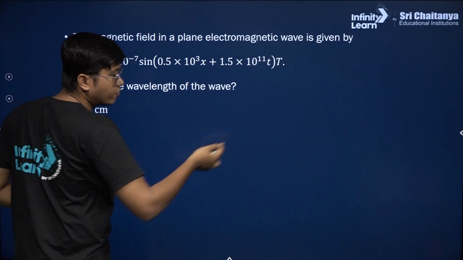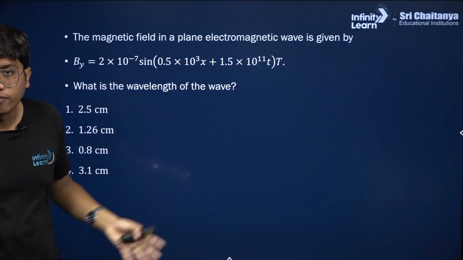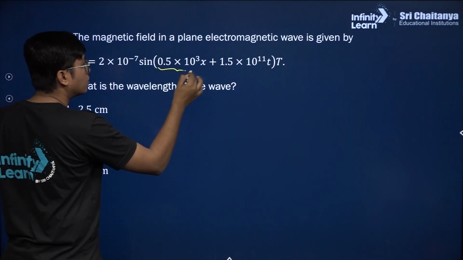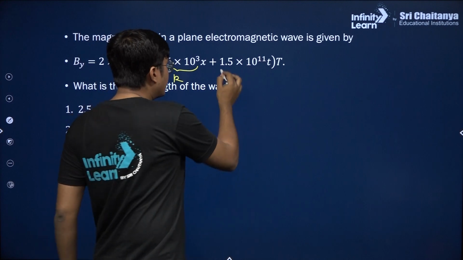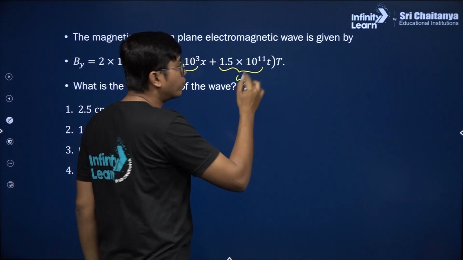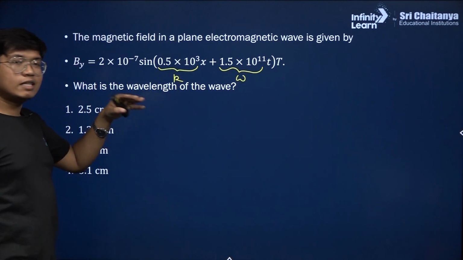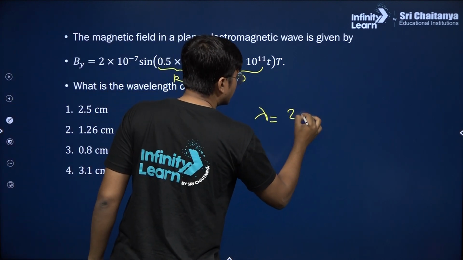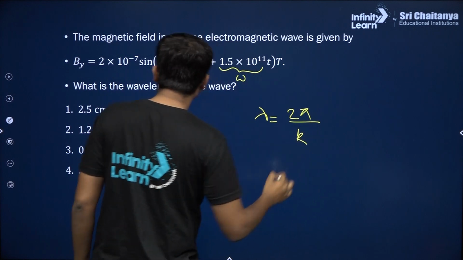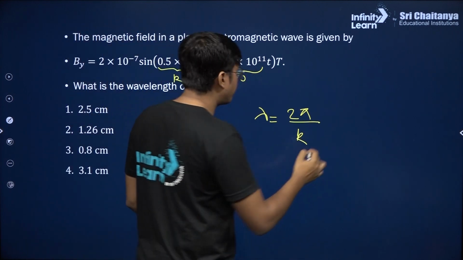Now, from the basic standard equation for a wave motion, we know this part is k, the wave number, and on this side, this part is the angular frequency omega. Since we need the wavelength, we don't need this omega, we only need that the wavelength lambda is 2 pi by k. Wavelength lambda is 2 pi by k. I put in the values.